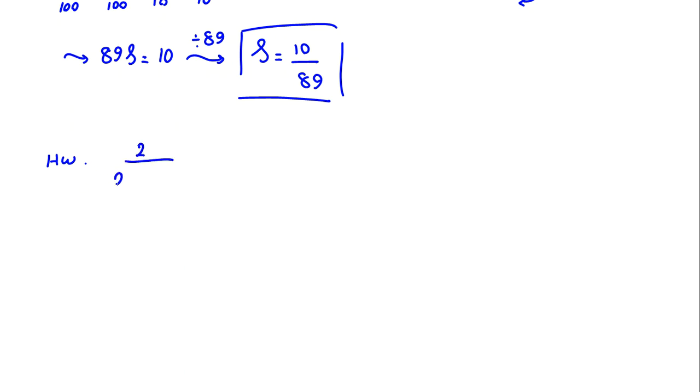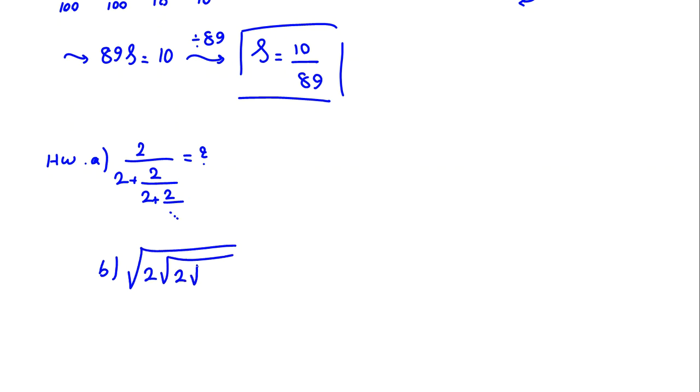For example, 2 over 2 plus 2 over 2 plus 2 over and so on. Try to solve part A. You should find again something inside itself. Part B, try to find square root of 2 times square root of 2 times square root of 2 and so on. Part C, a little harder: square root of 2 times square root of 3 times square root of 2 times square root of 3 and so on.